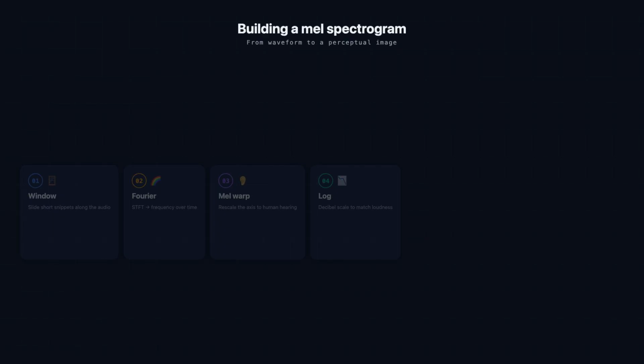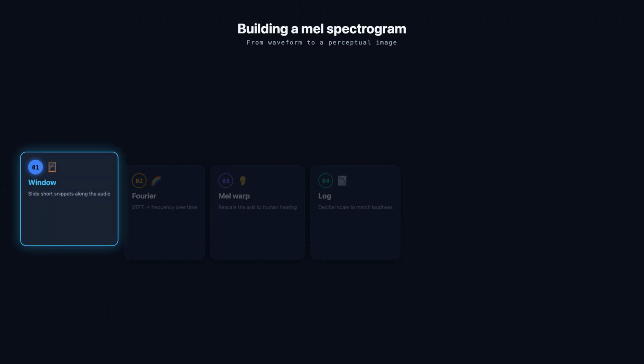Let's actually build a Mel Spectrogram, stage by stage. First, slide a short window along the waveform. Instead of analyzing the whole clip at once, you look at tiny overlapping snippets, each just a few milliseconds long, and you move that window forward step by step across the entire recording. Sound changes moment to moment, so you have to study it moment by moment.